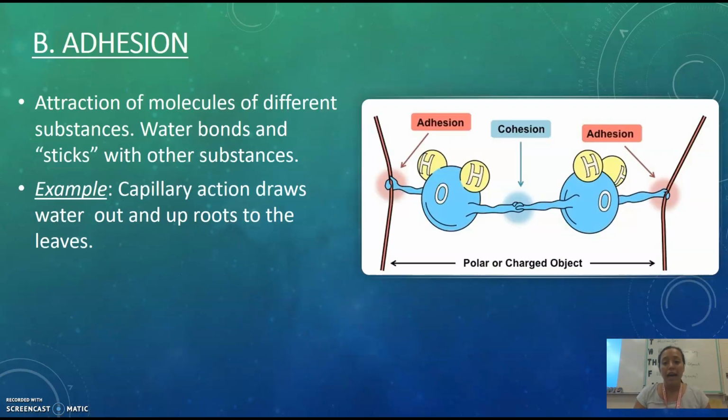The next one is called adhesion. I love this picture because you can see the difference between cohesion and adhesion. I think of adhesion like it's sticking. So it's the attraction of molecules to different substances. And this is really a big part of life. Plants, for instance, couldn't survive without it. So water bonds and sticks with other substances. For example, with capillary action, the roots would draw the water up and through the leaves because it's sticking to it.